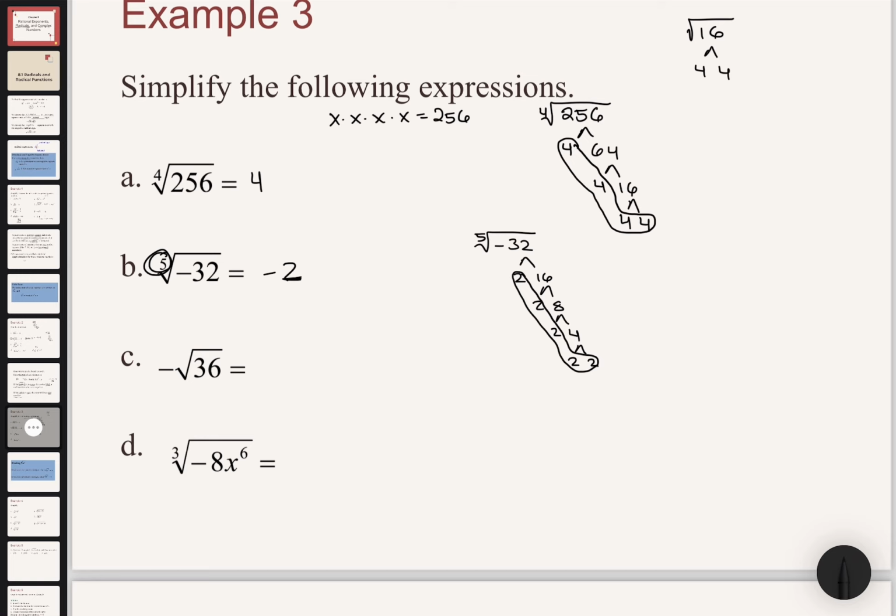Oh, this is just a fun little one to throw in here. Root 36, what would that be? Hopefully you said -6, right? Square root of 36, 6 times 6 equals 36, and then they specifically said for the negative one here.